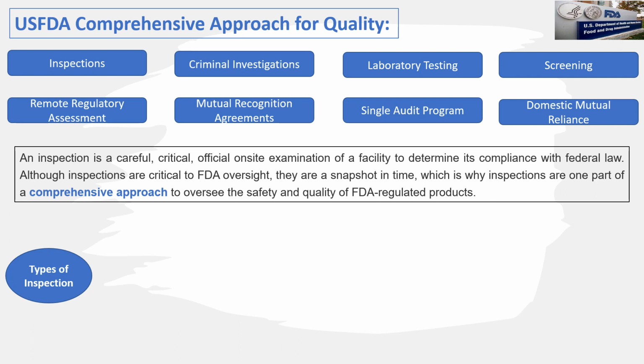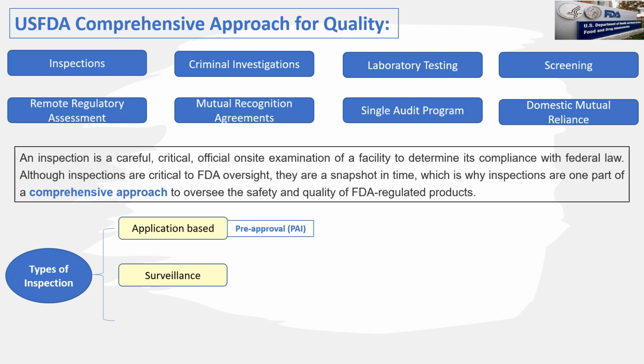Okay, so if we look at the types of inspections, there are three basic types. That is application based inspection, which is called a pre-approval inspection. So whenever some firm submits a product with the regulatory authority, a pre-approval inspection is carried out to ensure that the submitted product can be manufactured at the respective manufacturing site, the dossier filing and the associated batch records are in compliance, and other related aspects are available.